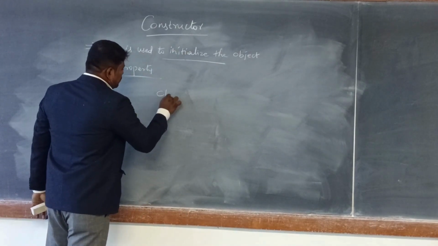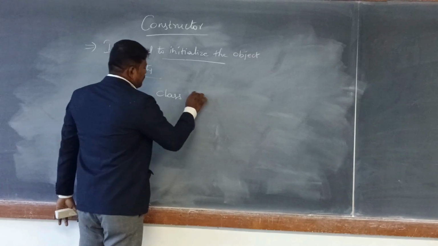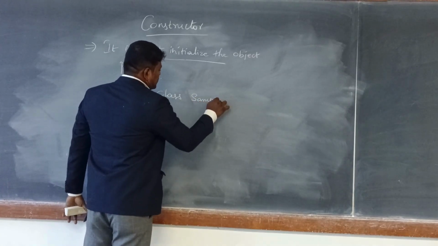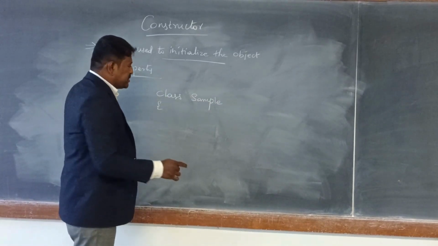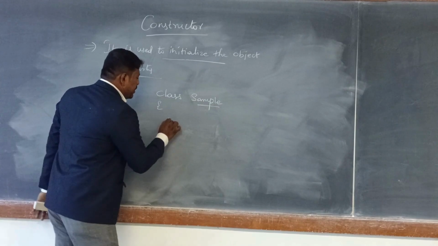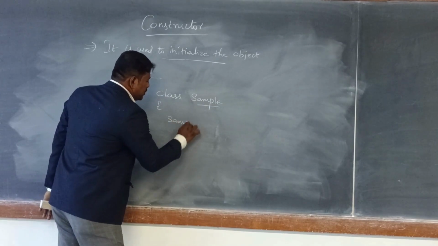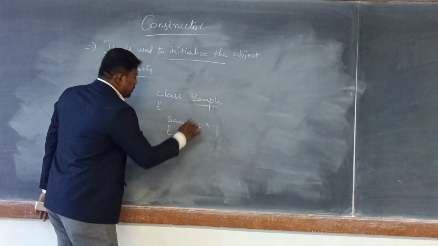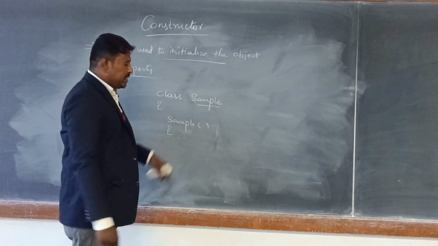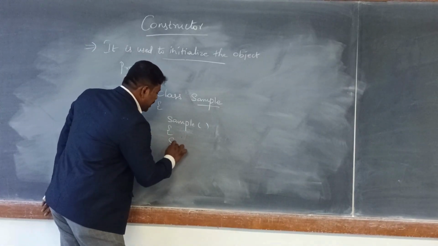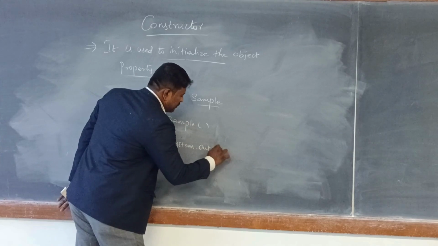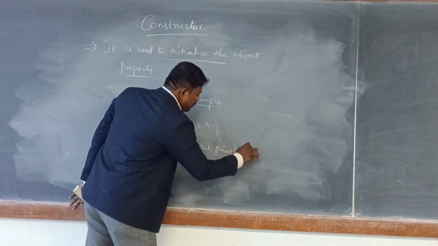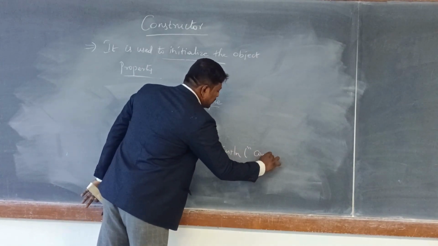Just assume that the class name is sample, and as per the first property of constructor, it must be the same name as the class name. So name of the class is sample. So I'm going to use the same name sample as the constructor name. So here simply I'm going to display, it is a constructor.